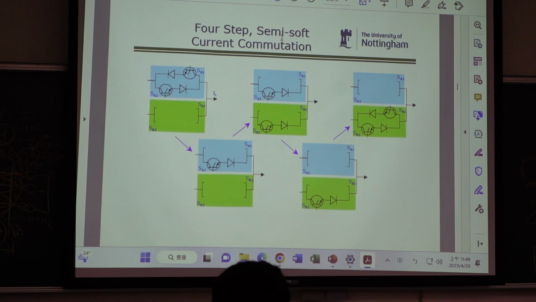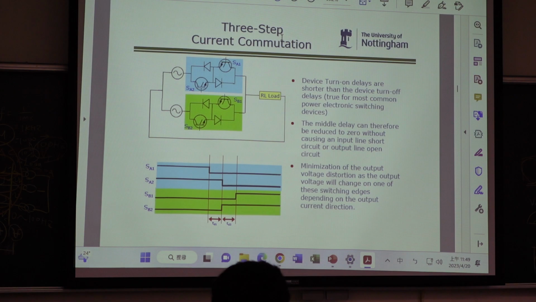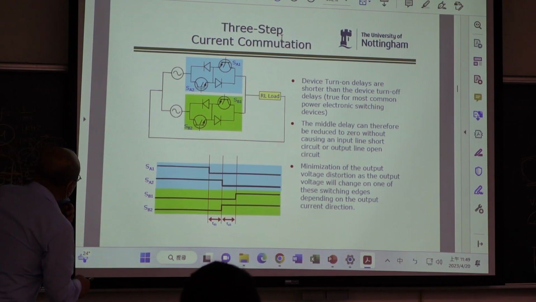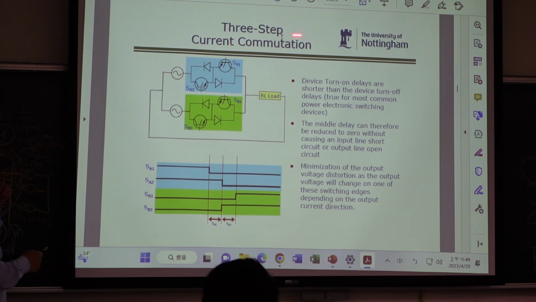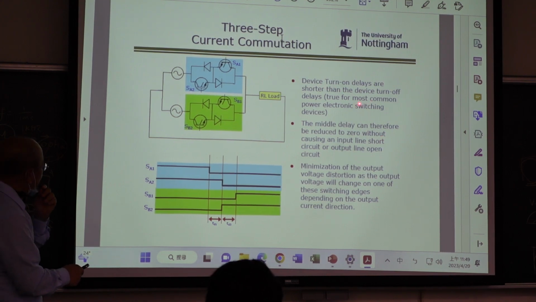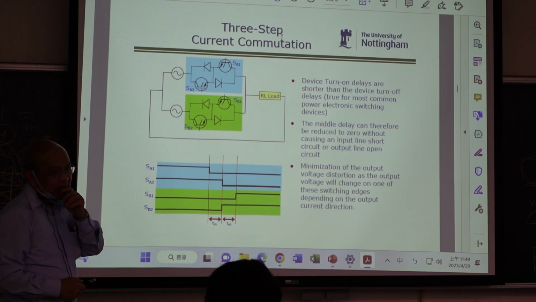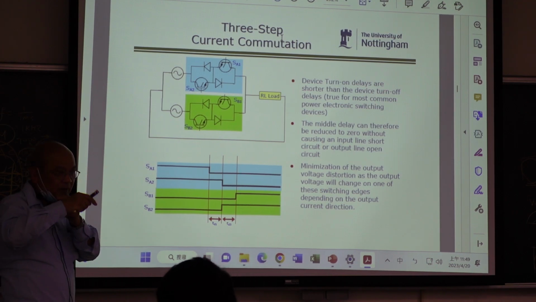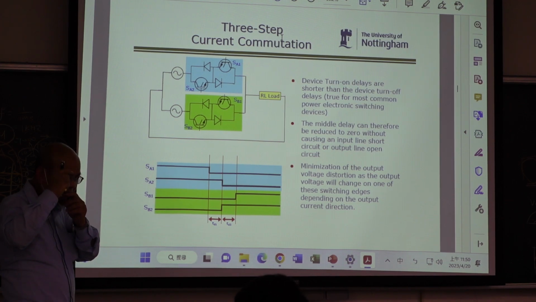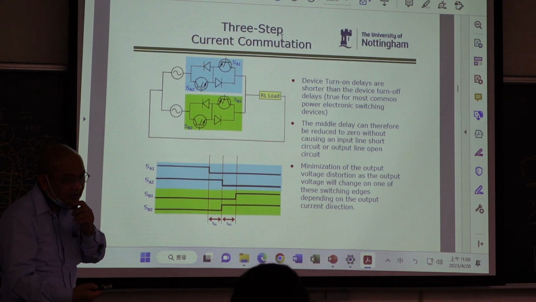This is published in IEEE, and it is very useful. And finally, people say, in fact, we don't need 4 steps. We only need 3 steps. Why do we say we can reduce 1 step? Because the device turn-on delay is shorter than turn-off delay. So turn-on delay is 0.1 microsecond. Turn-off delay is 0.4 microsecond. So turn-on is shorter, right?